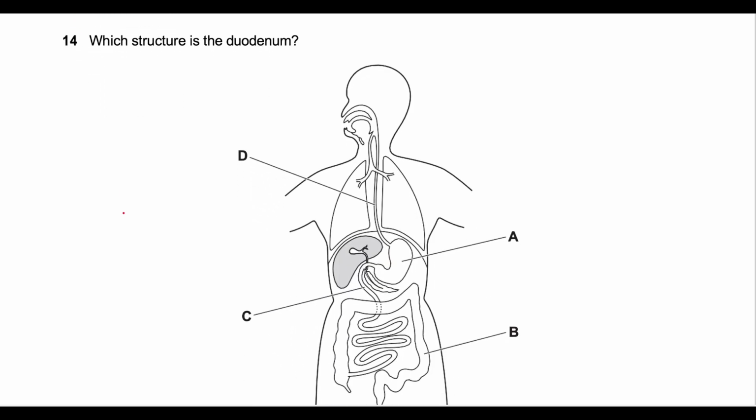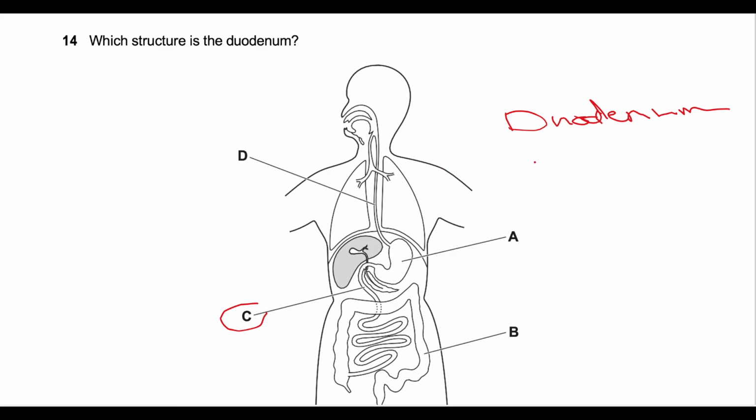Now, question number 14. Which structure is the duodenum? Duodenum, actually, it's a part of the small intestine, or you can pronounce it intestine. Both of them are a correct pronunciation. Okay, so once we look at this diagram, directly we'll say the right answer is C. Just an information. The small intestine has three main parts: the duodenum, okay, which is responsible for chemical digestion.